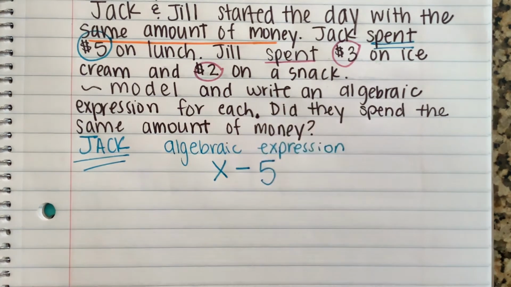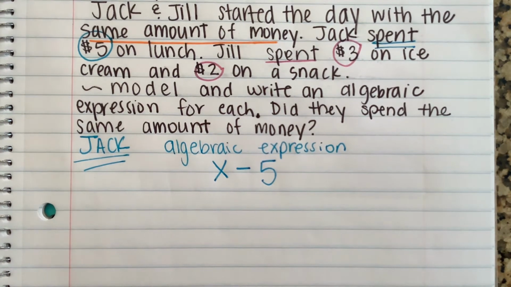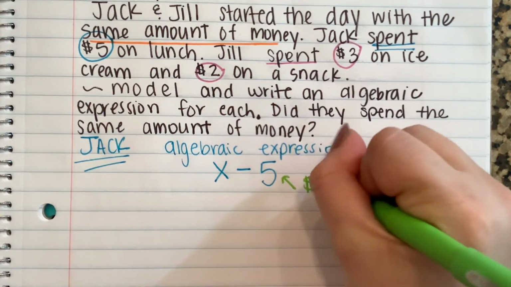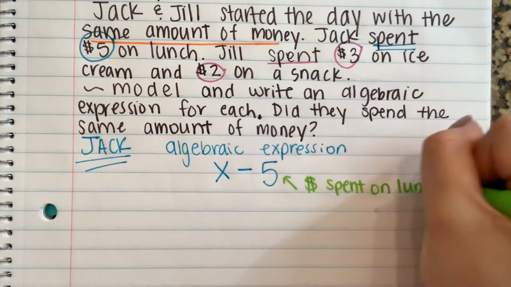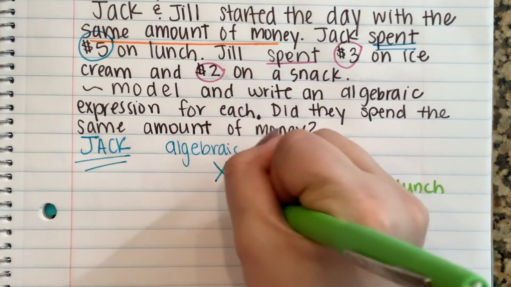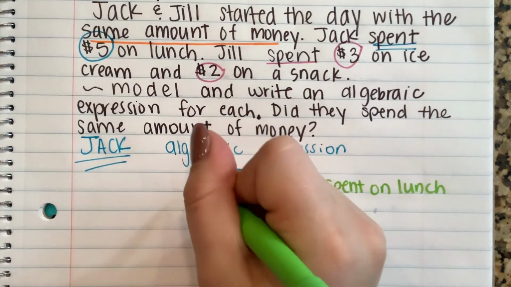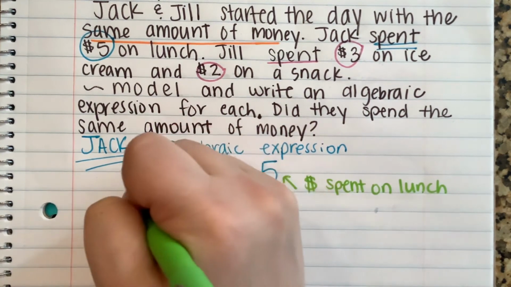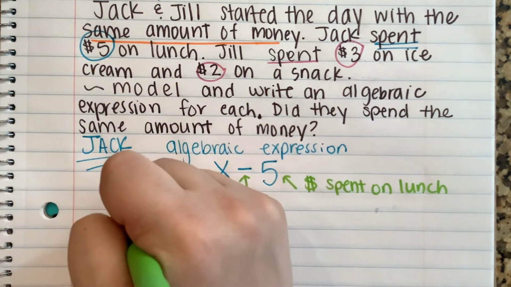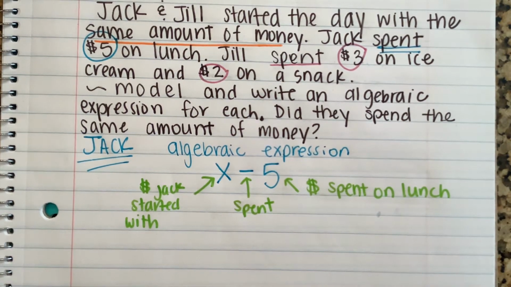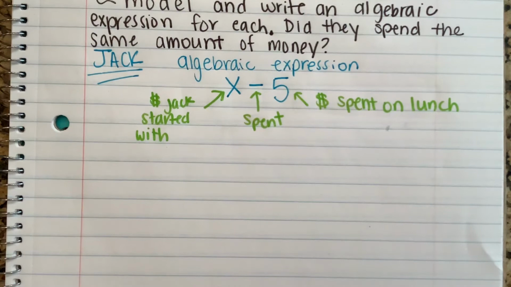He spent $5. So let's label what we just wrote down. How did we form this algebraic expression from a word problem? I'm going to put for the $5 spent on lunch. That's my constant. My operation was my minus, and I knew that because of the word spent. My x is my variable. It's my missing number, and we don't know how much money Jack started with. So I'm just making a dollar sign and putting how many dollars did Jack start with, because I don't know that yet.